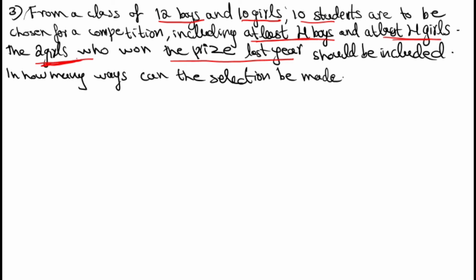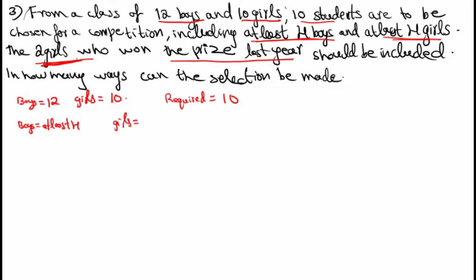See here I'll write boys is equal to 12, girls is equal to 10 girls are given. What's the required number? Required is equal to, you need to select 10 students. Okay. Next see, given condition is boys is equal to at least 4, and what about girls? Girls is equal to again at least 4. Okay. Now see, 2 girls who won the prize last year should be included. That means whatever selection you are doing, two particular girls you need to always select.